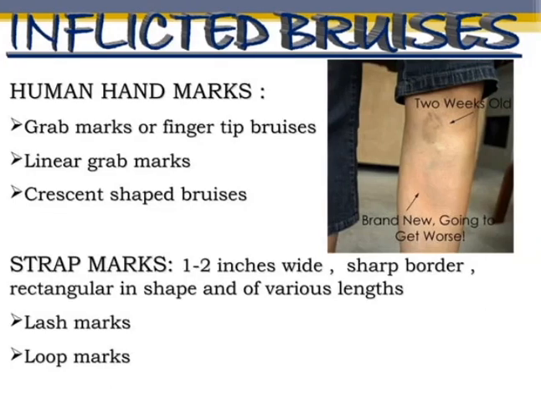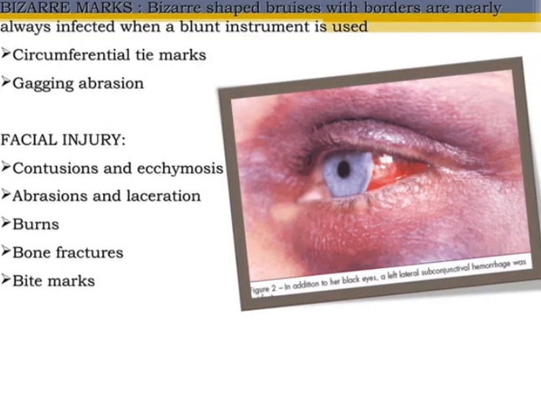Inflicted bruises: human hand marks, grab marks of fingertip bruises, linear grab marks, crescent-shaped bruises, stab marks like 1 to 2 inches wide, sharp border, rectangular in shape, and of various lengths, like lash marks and loop marks. Belt marks. The belt-shaped bruises with the borders are nearly always inflicted when a blunt instrument is used. Circumferential thigh marks, gagging, abrasion.